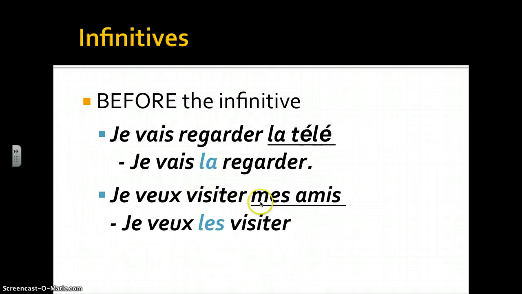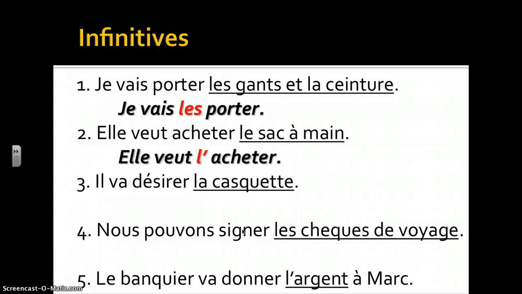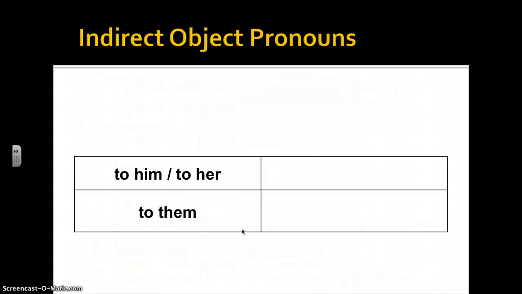I want to visit my friends. Je veux les visiter. Once again, it's not that I want my friends. That's really creepy sounding, alright? I want to visit them. Visiter. So I put the les as close to visiter as I can. Oh my gosh, look at all these fun examples. Je vais les porter. Je veux l'acheter. Il va la désirer. Nous pouvons les signer. And the last one would be le banquier va le donner à Marc.